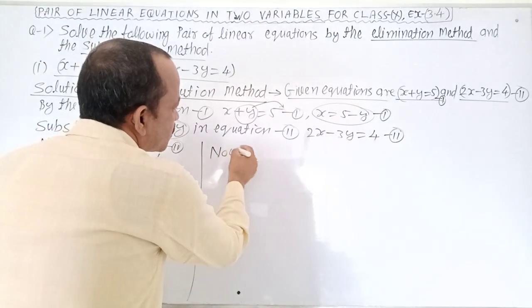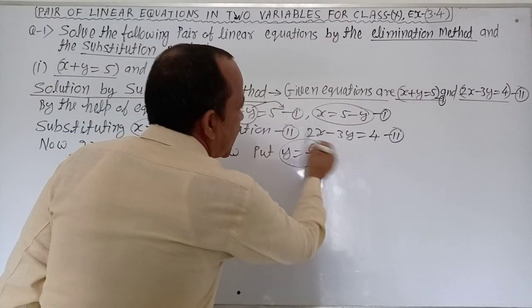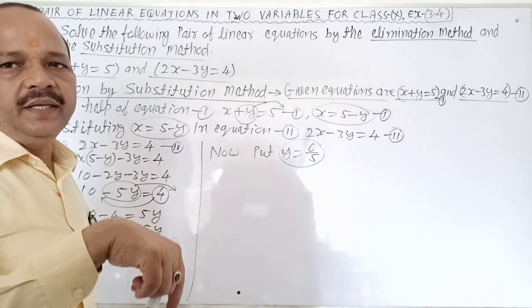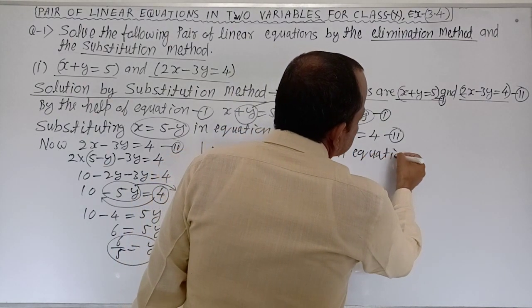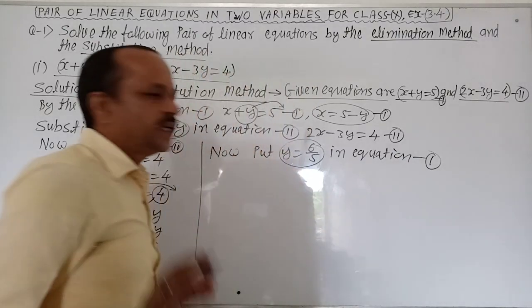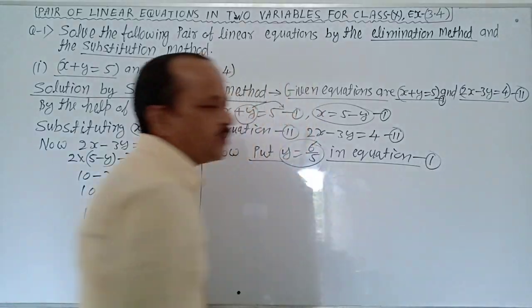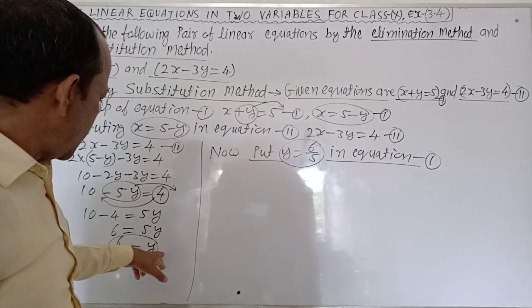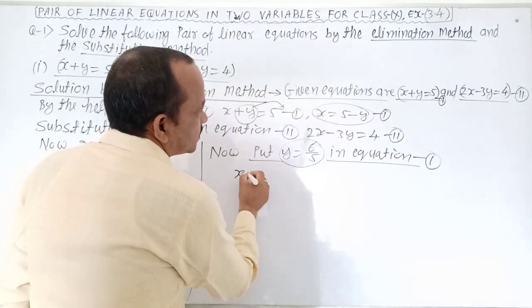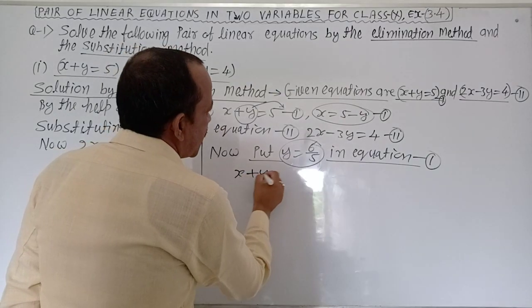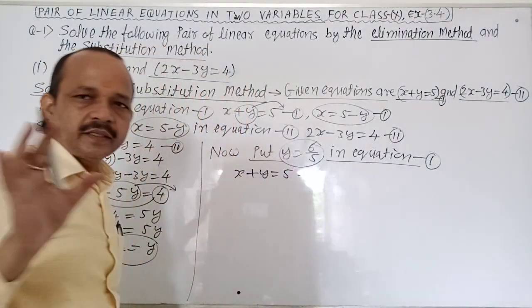Now put y equal to 6 by 5 in equation first. Clear? Because here y equal to 6 by 5. Equation first is x plus y equal to 5. Here. Clear?